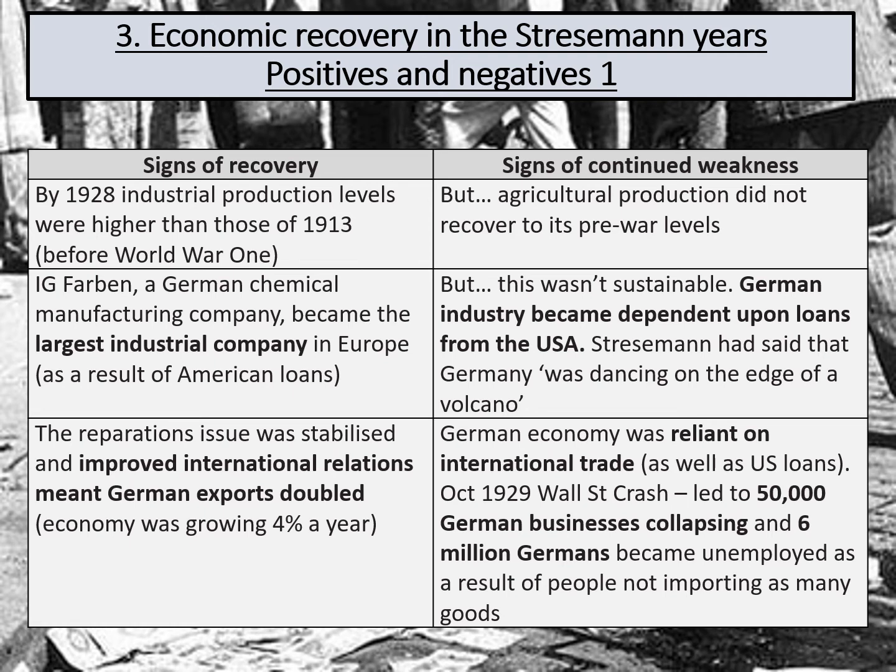But not only were they now dependent on loans from America, they were also now completely reliant on international trade. So if anything happens to the world economy, well, they've got problems because they have so much debt, in particular to America, of course, and their economy is totally reliant on trading with those other countries. So when the Wall Street crash did happen in October 1929, 50,000 German businesses collapsed. 6 million Germans became unemployed. This shows that all of those supposed economic recoveries weren't really working.